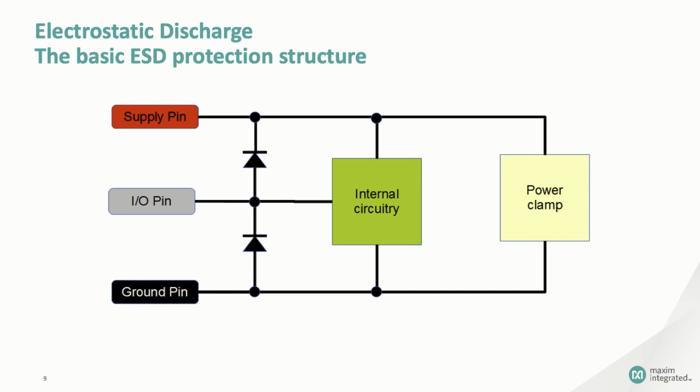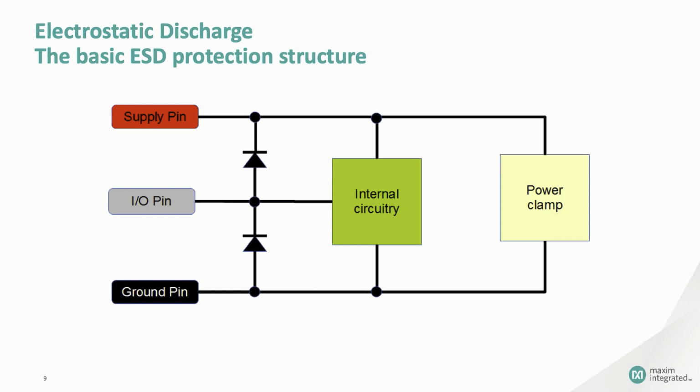If a voltage surge that exceeds the supply level is applied to the I/O pin, the upper diode will begin to conduct, limiting the voltage to the internal circuitry to no more than one diode drop above the supply rail. Similarly, if a surge that drives the I/O pin below ground is applied, the lower diode begins to conduct, limiting the voltage to the internal circuitry to not more than one diode drop below ground. Now, there are other considerations for these diodes that we're going to talk about in just a moment, but for now, understand that having these diodes in place goes a long way toward protecting the sensitive gate oxide in the internal circuitry.